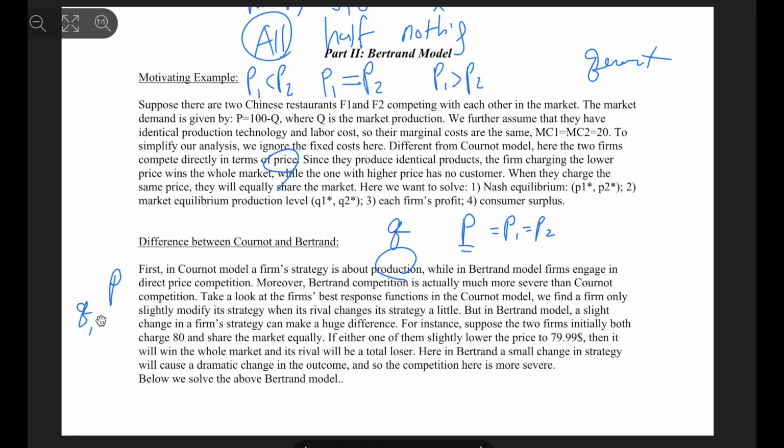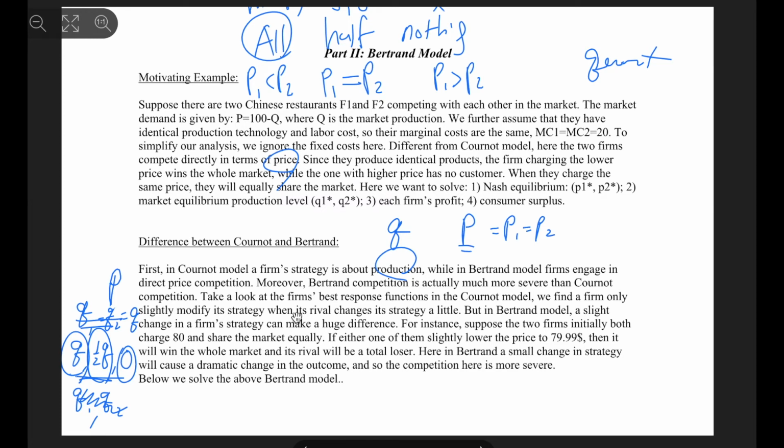And here we're setting Q1 and Q2 as not generally Q, but either the whole Q, or half of Q, or 0Q, right? So it's all, half, or nothing. So it's not firm specific, right? We don't have to name it Q1 or Q2 because it will be the whole, half, or zero portion, right? Okay, so moreover, Bertrand competition is actually much more severe than Cournot competition.